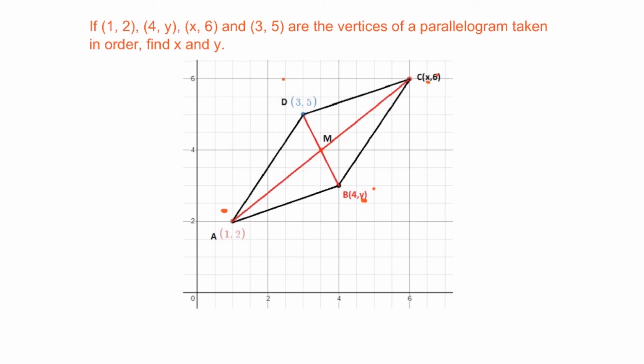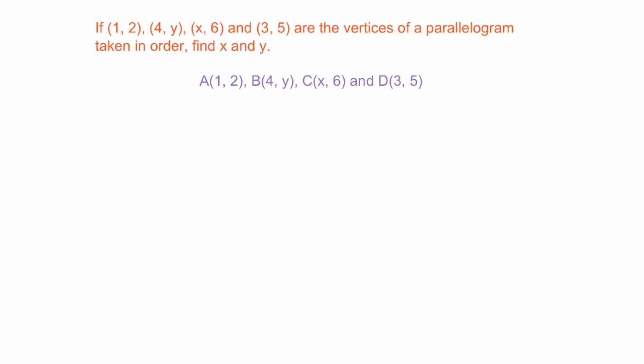It is given that it is a parallelogram. It means the diagonals of a parallelogram bisect each other, meaning the midpoints of both diagonals are the same. This will be the midpoint of both diagonals. So we have to find the midpoint of both diagonals, equate them and solve to find the value of x and y. A is (1, 2), B is (4, y), C is (x, 6) and D is (3, 5). So the two diagonals are AC and BD.